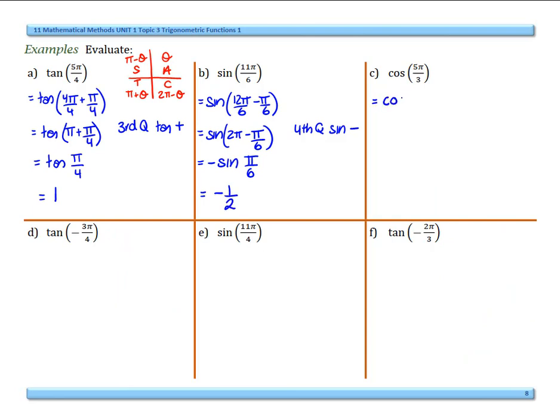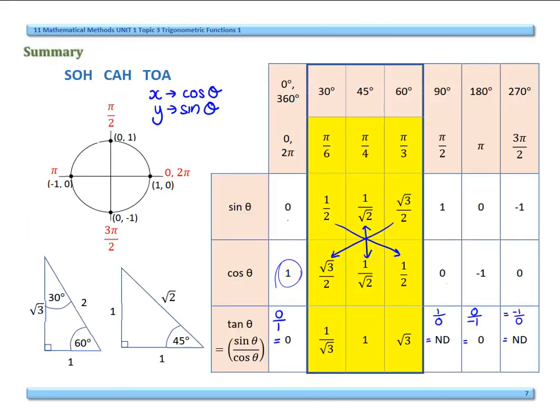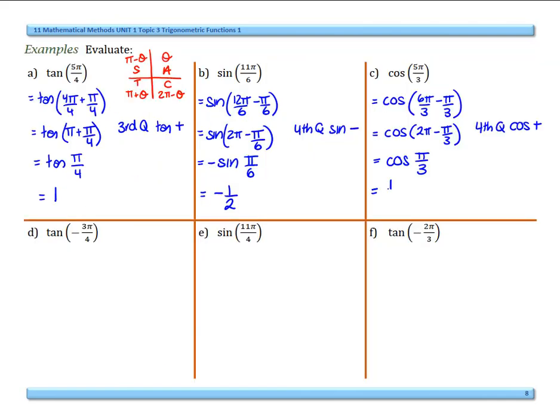Cos of 5 pi on 3, we could rewrite as cos of 6 pi on 3 minus pi on 3. Remember, we always want 2 pi's or pi's. So this is cos of 2 pi minus pi on 3. We are in our fourth quadrant, so cos is positive. So in terms of our first quadrant reference angle, it's cos of pi on 3. Cos of pi on 3 is a half. You have to remember those exact values though. You can't keep looking them up.